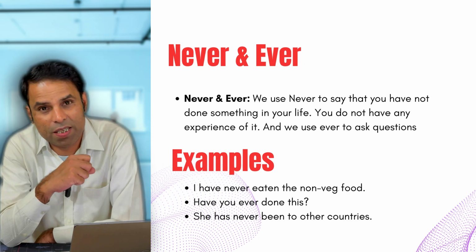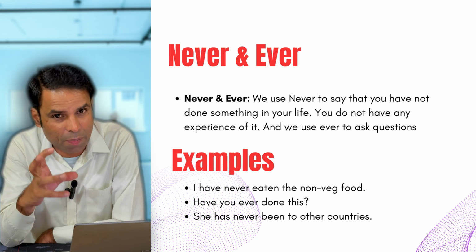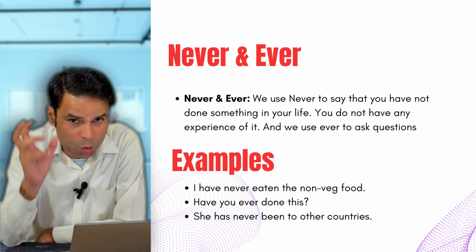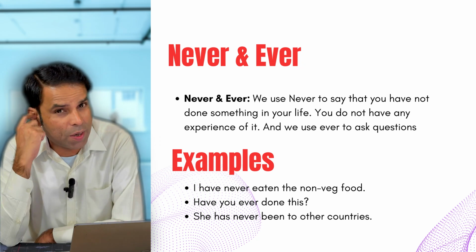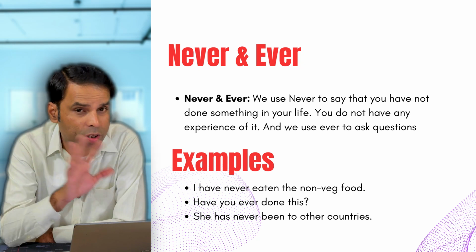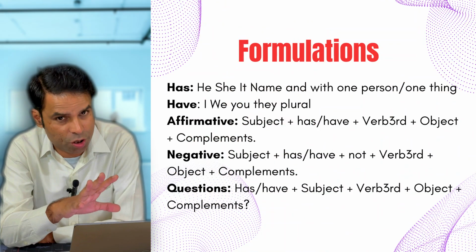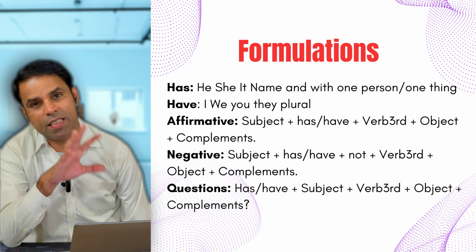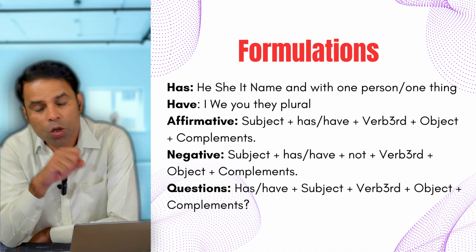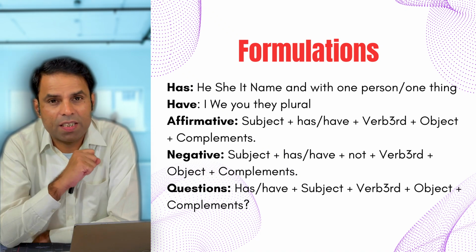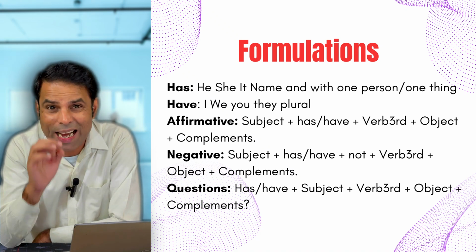So guys, these were some usages of present perfect tense. I gave you the examples. I told you the situations where we use present perfect tense. Now we are going to discuss the formulations, how the sentences are formulated. So the helping verbs for present perfect tense are has or have.